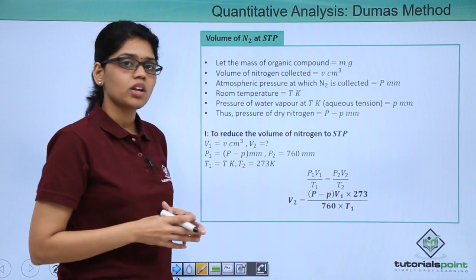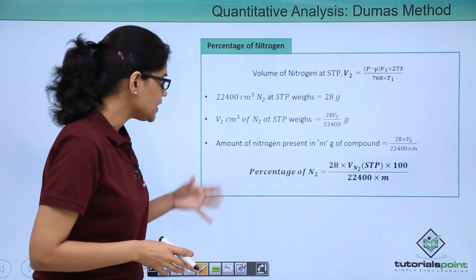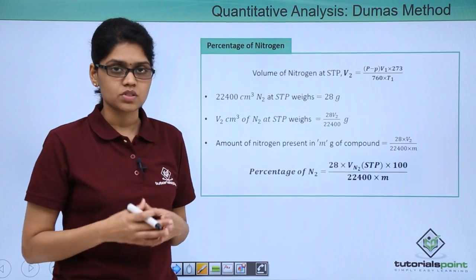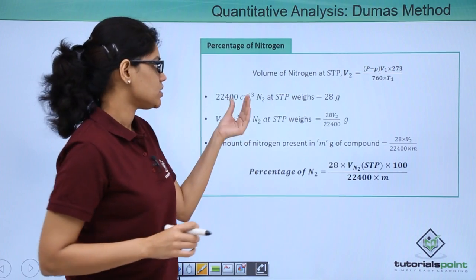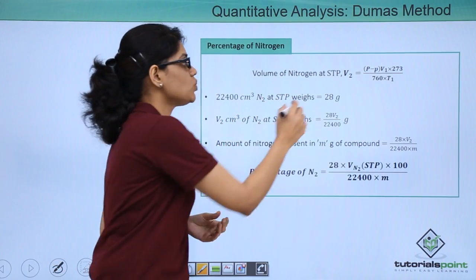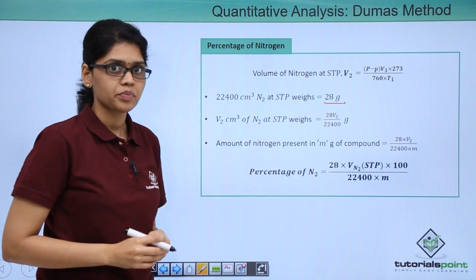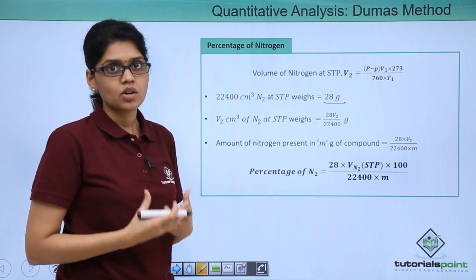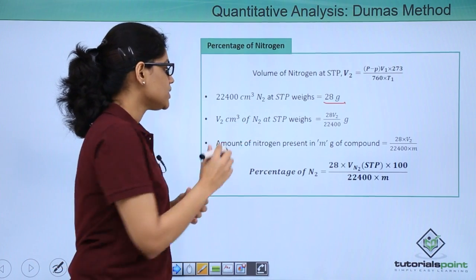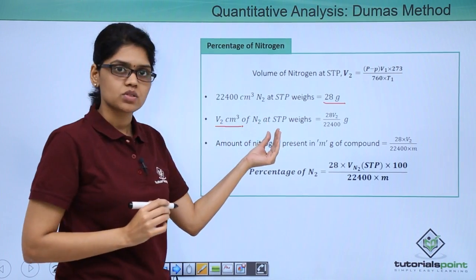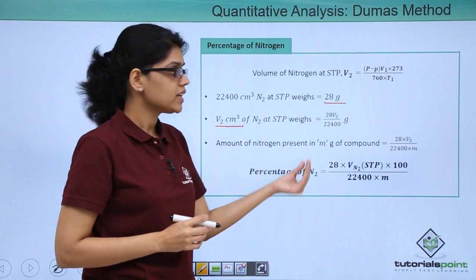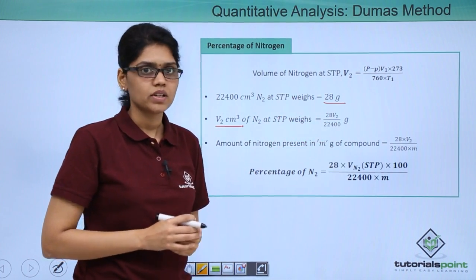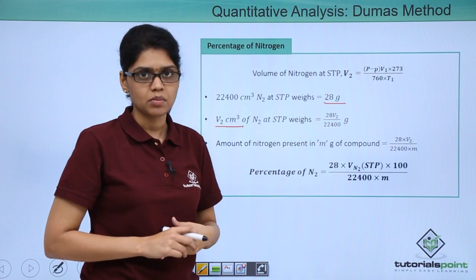Now that we know the volume of nitrogen at STP, we can easily calculate the percentage of nitrogen. We know that 22.4 liters of nitrogen at STP weighs 28 grams. So what would be the mass of nitrogen in V2 centimeter cube of nitrogen at STP? Simply cross multiplying, you would get 28 times V2 by 22,400 centimeter cube.